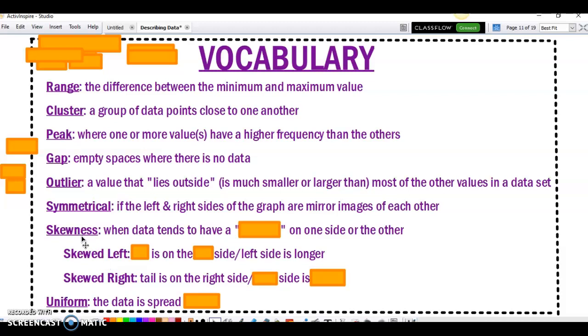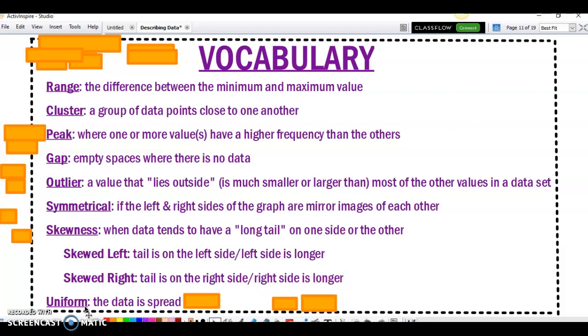And then we've got this word called skewness, when your data tends to have a long tail on one side or the other, and it can be skewed two different ways. It can be skewed left, where your tail is on the left side, or your left side is longer, or your data can be skewed right, where your tail is on the right side, or your right side is longer. And then our last word of the week is uniform, and that is where your data is spread equally, okay? So go ahead and pause and get your notes taken down. If you want to look at the examples, then write your notes at the same time. Each of these definitions is also going to be on the upcoming slides, okay?